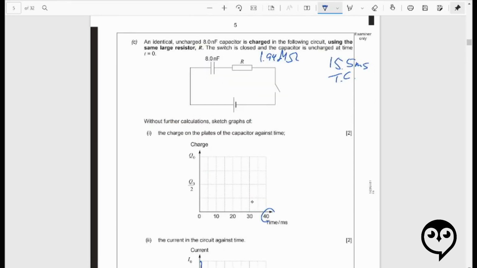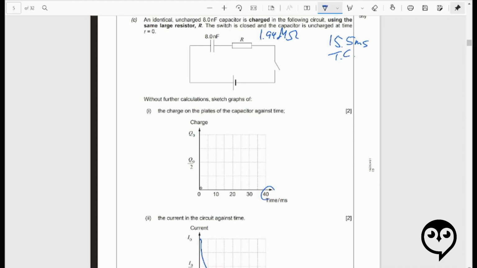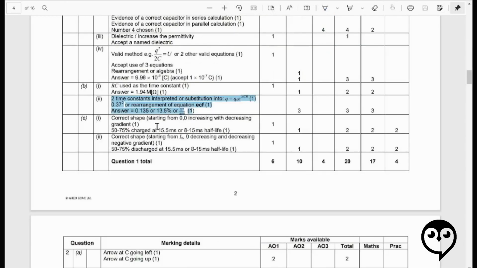So the charge, but we know that it should go something like that. Correct shape starting from 0, increasing with decreasing gradient, 1 mark. Yes. 50 to 75% charged at 1 time constant, or what's this? 8 to 15 milliseconds in half-life. Oh, okay. It's an 8 to 15 millisecond half-life.